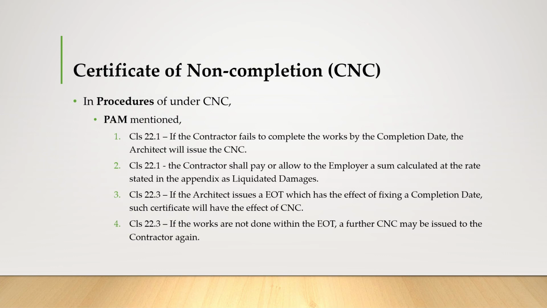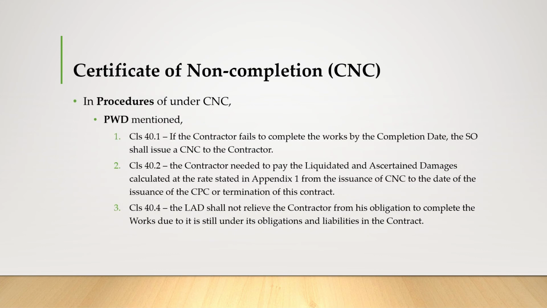So if the works are not done within the EOT, a further CNC will be issued to the contractor again. So in PWD, the procedures under CNC is mentioned in clause 40.1. If the contractor fails to complete the works by the completion date, the SO shall issue a CNC to the contractor.